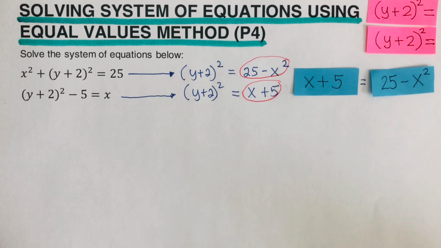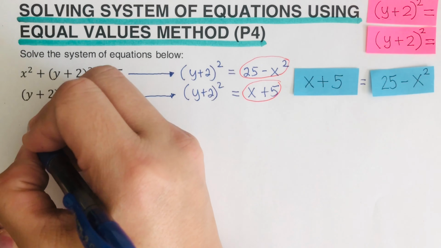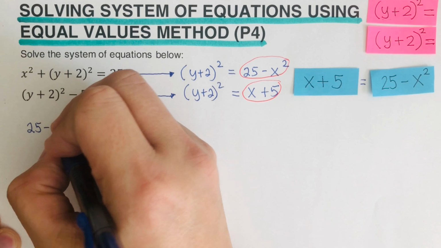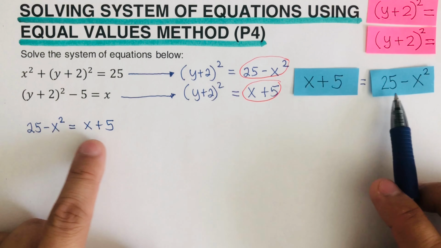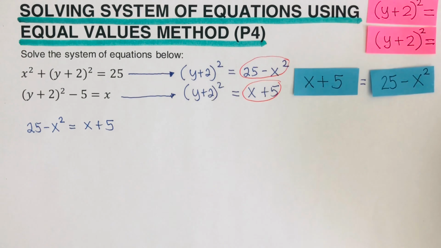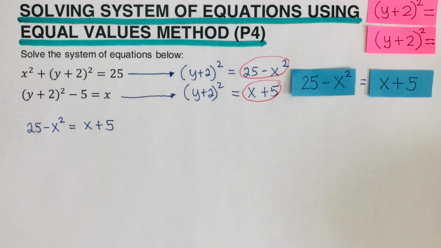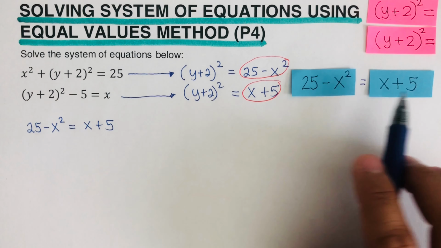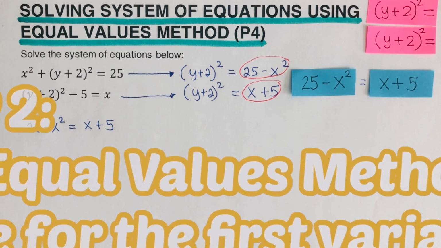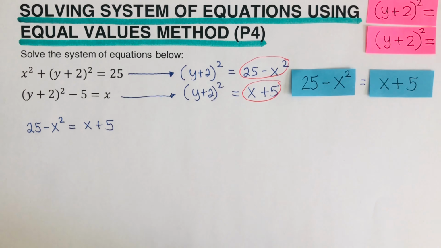So then we can go ahead and write the equation that we have up here. So what I did was I set them equal to each other. Others are going to say, oh, but you switched it around. It doesn't really matter. You can switch this around. They're still equal. So then we use this equation that we have here to solve for x, which is the second step: use the equal values method to solve for the first variable. So the first variable that we can solve would be x.